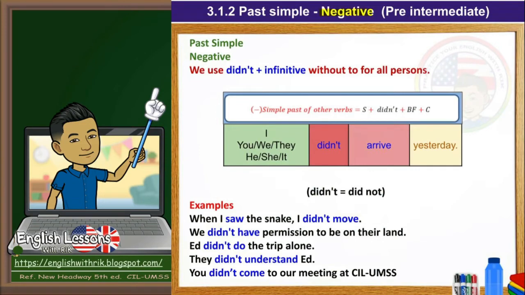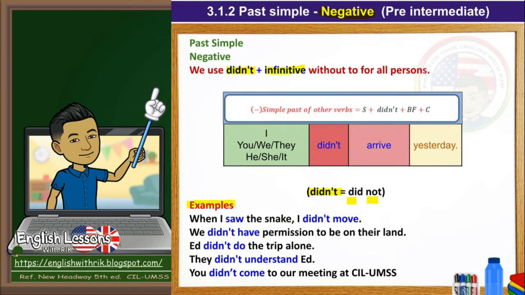Negative. We use didn't plus the infinitive without to for all persons. I didn't arrive yesterday. She didn't arrive yesterday. We didn't arrive yesterday. Note that didn't is short for did not.